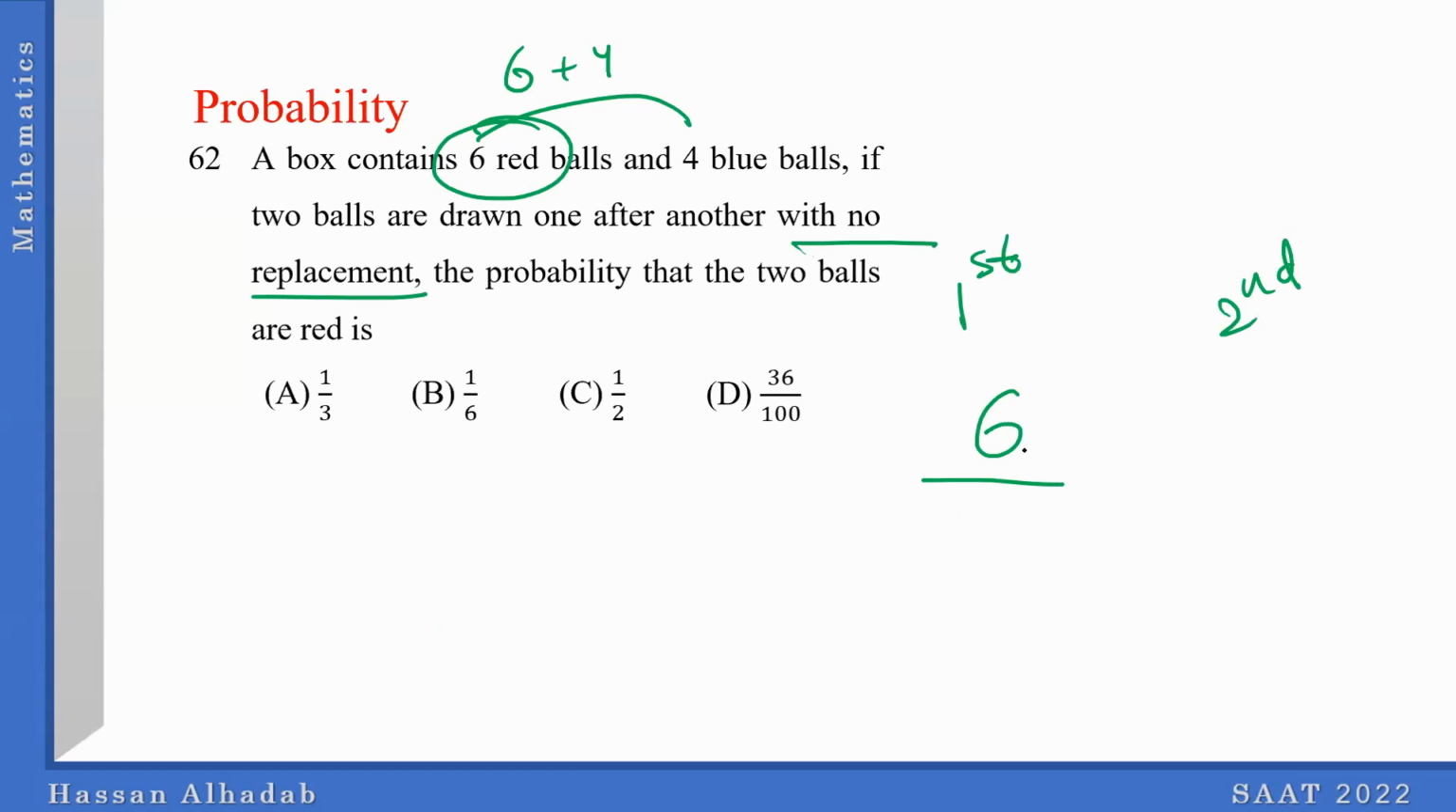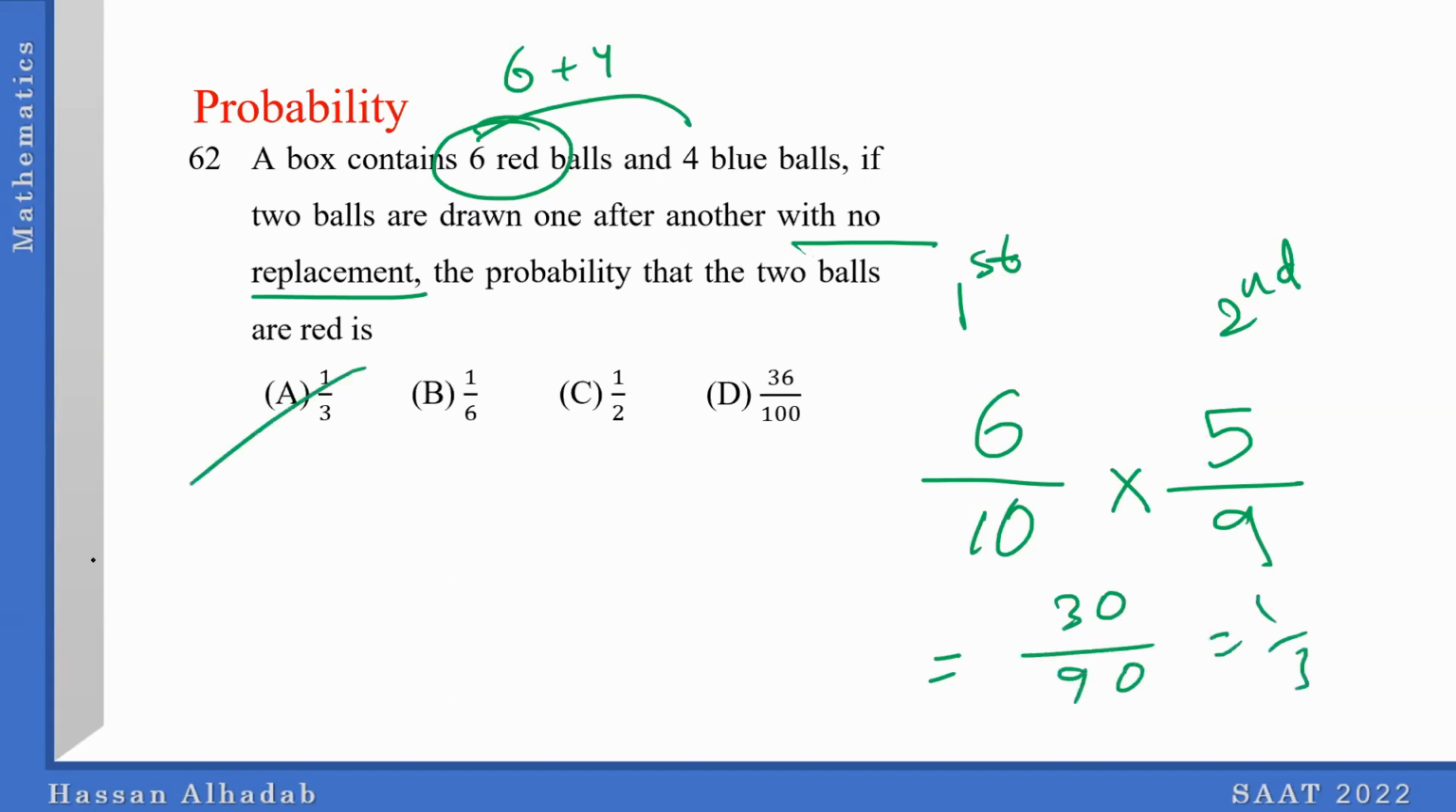So for the first one is 6 out of 10. For the second one, since you have picked a red one, you're left with 5. And since without replacement, this is going to be 9, isn't it? So this one is going to be 30 over 90, which is 1/3. So the answer is 1/3. Because if I don't replace them, then the number is going to decrease each time.